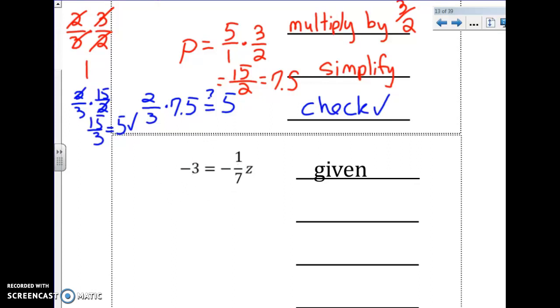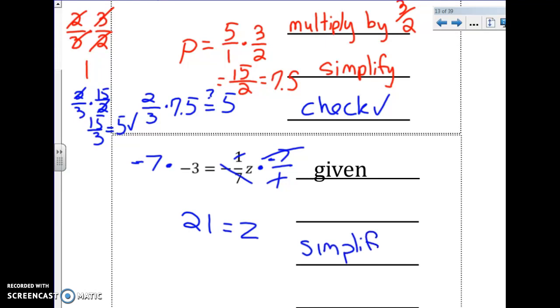So again, I'm going to use the reciprocal property, and I'm going to have to multiply this by -7 over 1. Again, this is the multiplicative inverse. When you flip a fraction, it's going to cancel itself out. So on this side, I also have to multiply by -7. -7 over 1 is the same thing as just -7. So on this side, my negatives cancel each other out, so I get positive, and my 1's cancel out, and I'm just left with z. And on the left side, I'm going to simplify. -7 times -3 is positive 21.